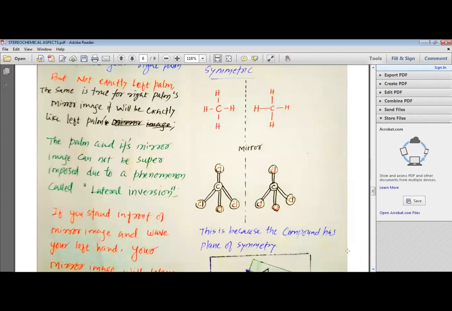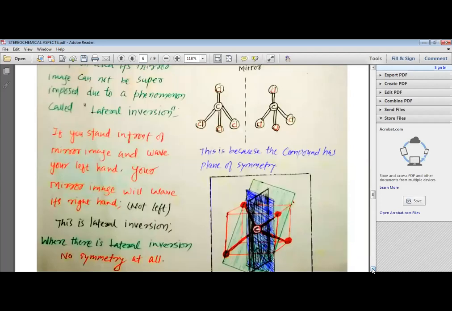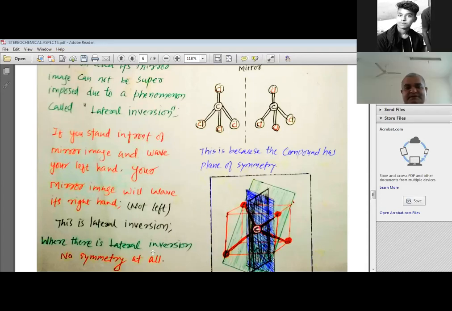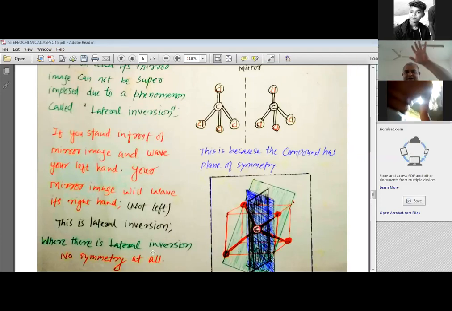If you stand in front of your mirror image and wave your left hand, let me do it once again for you. If you stand in front of your mirror image and wave your left hand, what happens, my dear students? See, I am waving my left hand. What hand does it look like to you?